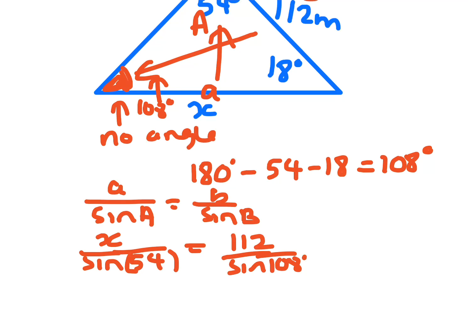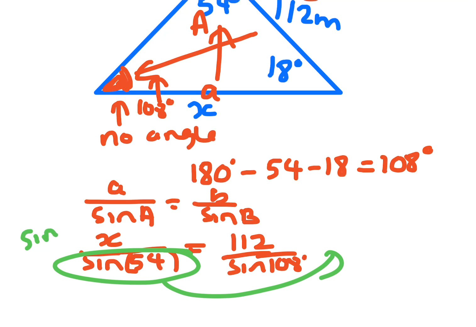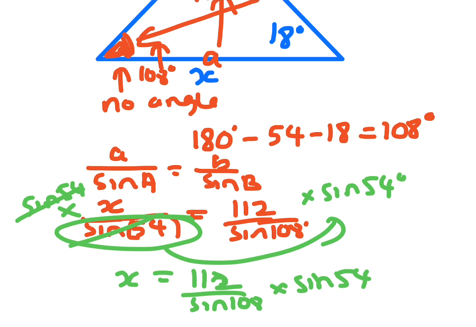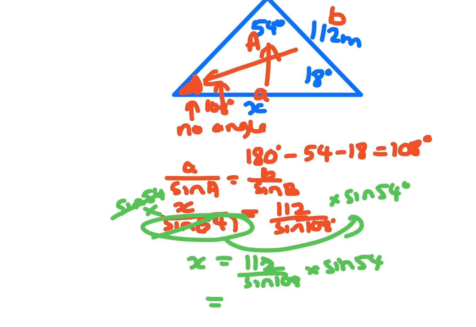Okay, so to get x by itself, we're going to get rid of the sine 54. So we times sine 54 on both sides, or just move the sine 54 because it disappears on the left-hand side. So x is 112 over sine 108 times sine 54, and that will be equal to 95.3 meters to one decimal place.